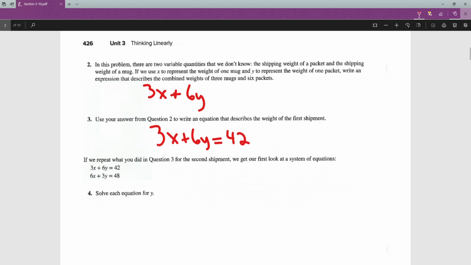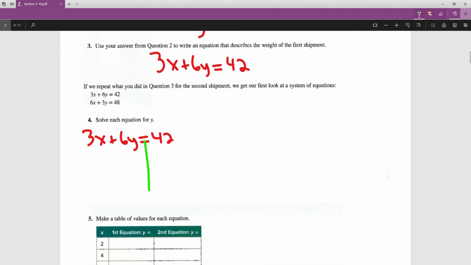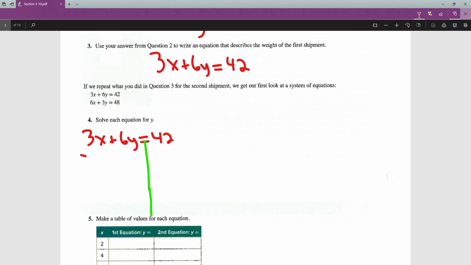Now they ask us to solve each equation for y. So let's start with the first one. I have 3x plus 6y equals 42. When I'm solving an equation with variables in terms of another variable, this is called formula rearrangement. And that's what we'll be doing here. Scroll down to get myself some room to work. So how do I get y alone in this first equation? I need to first subtract the 3x from both sides.